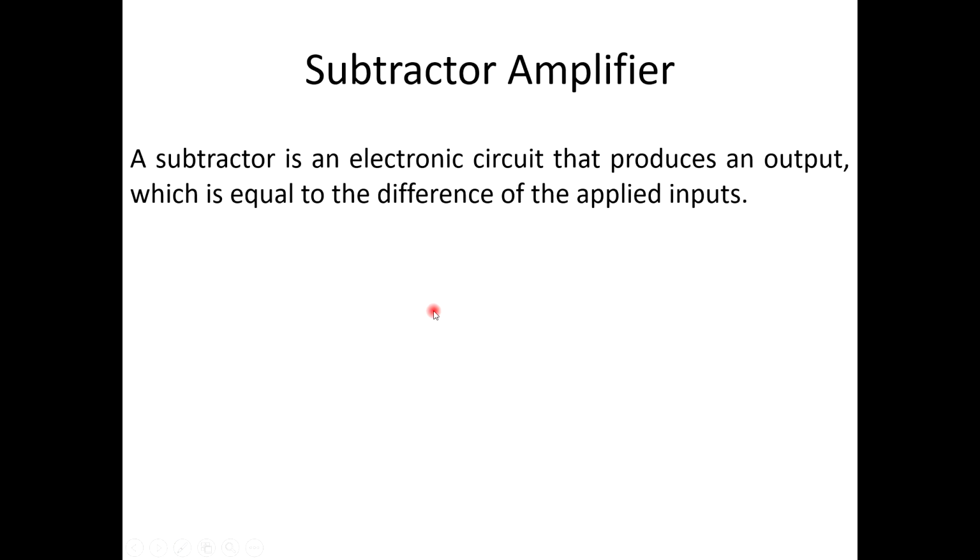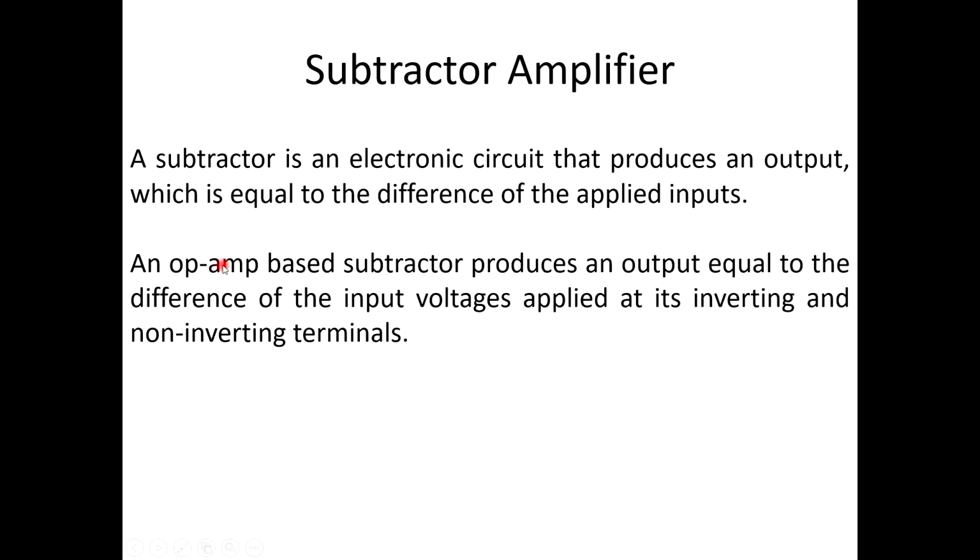Now let's move on to the next topic, that is a subtractor amplifier. The definition of a subtractor amplifier is that it is an electronic circuit that produces an output which is equal to the difference of the applied inputs. The difference means again we'll have to take at least two inputs. For this case we would assume two inputs. An op-amp based subtractor produces an output which is equal to the difference of the input voltages applied at its inverting and non-inverting terminals. We have to make use of both the terminals over here.